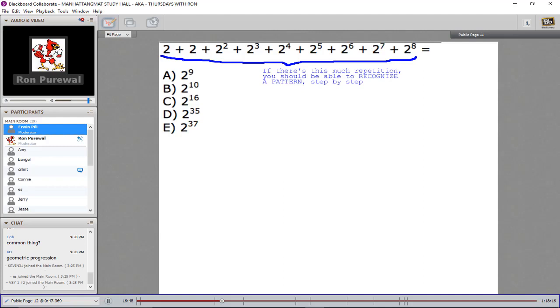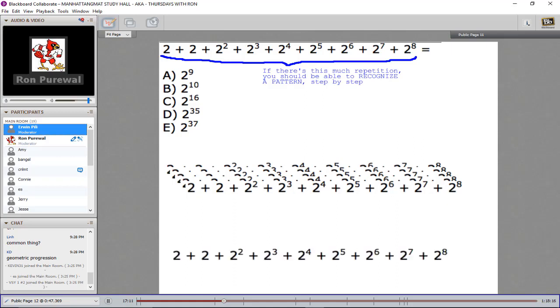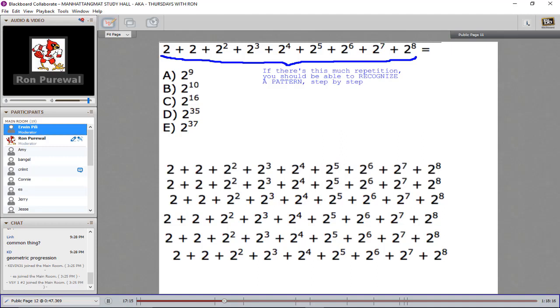In other words, if you just look at that, so this is the thing, and then let's see what happens if we just do the steps one by one. So let me just copy and paste that a bunch of times. Okay.